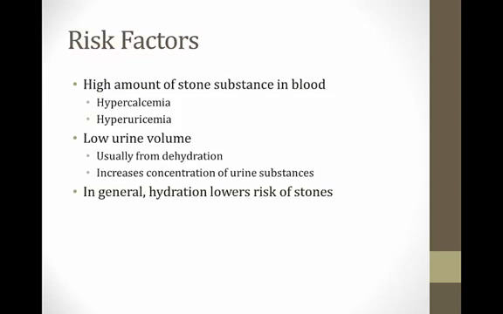There are some common risk factors to all types of kidney stones that you should know about, and the first is to have a high amount of a stone-forming substance in the blood. If you have hypercalcemia, you are more likely to get a calcium stone than someone whose calcium levels are normal. If you have hyperuricemia, you're more likely to get a uric acid stone than someone with normal urate levels in the bloodstream. Secondly, if you have a low urine volume, which is usually from dehydration, you get increased concentration of substances in the urine, and this means that stone-forming substances can precipitate out into kidney stones.